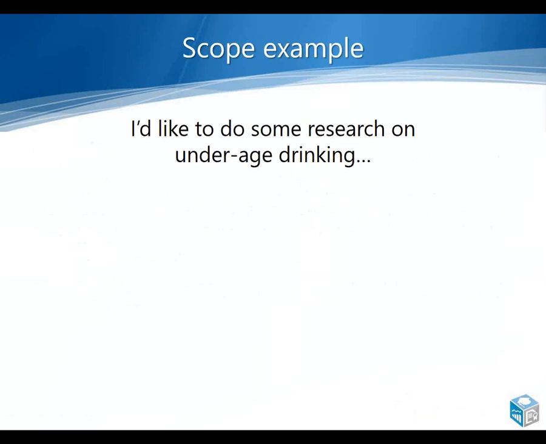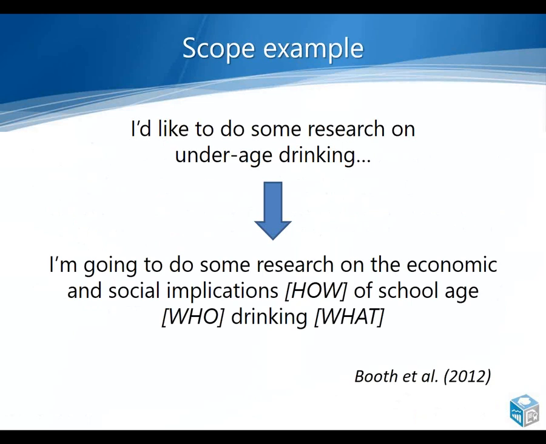Let's say you have got a topic where you're interested in doing some research on underage drinking. Now, that's a really wide topic. You'll need to narrow that down in order to conduct your lit review in a sensible way. So if we take that who, what, and how example, we can start to turn it into what I have on my slide. So going from a really broad area of underage drinking to I'm going to do some research on the economic and social implications of school-age drinking.